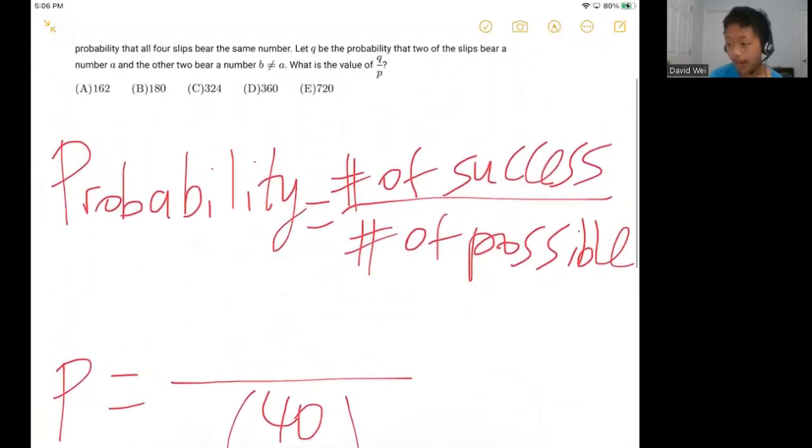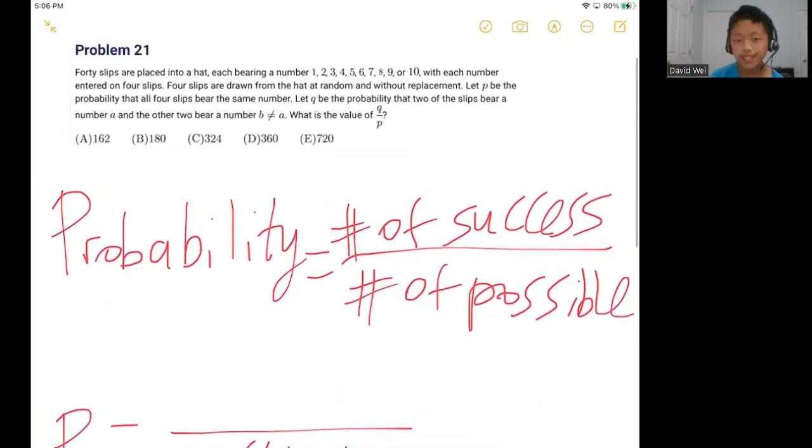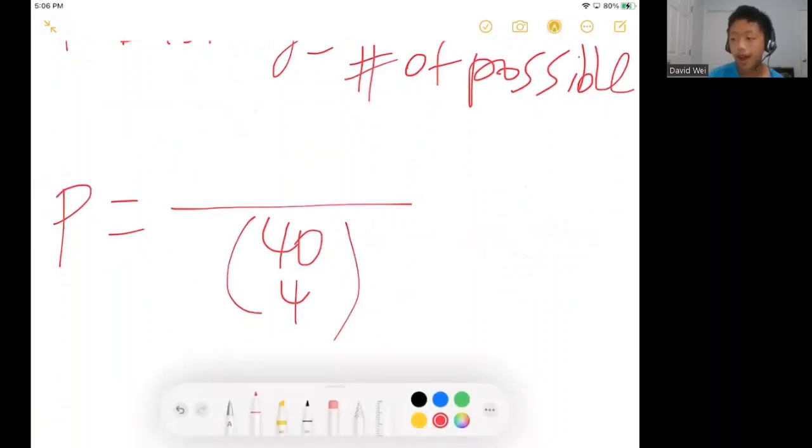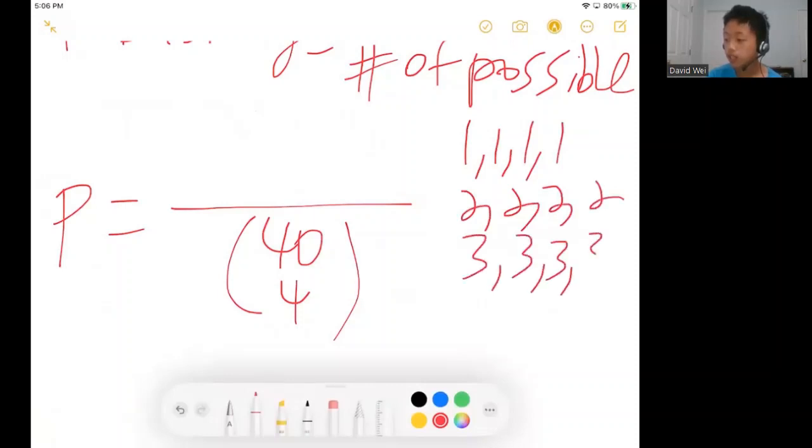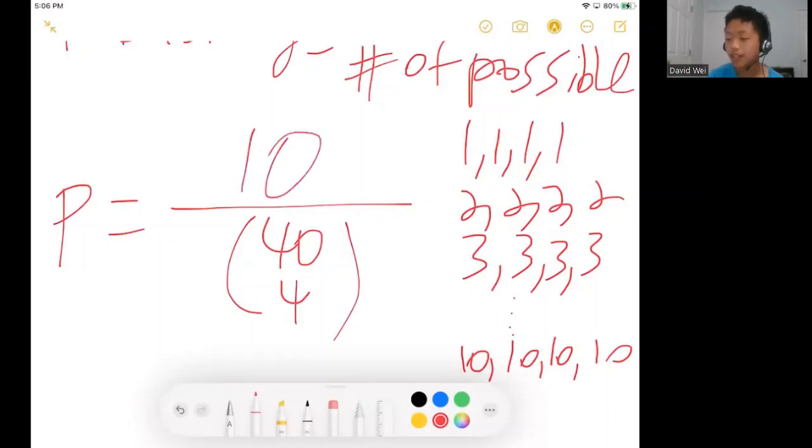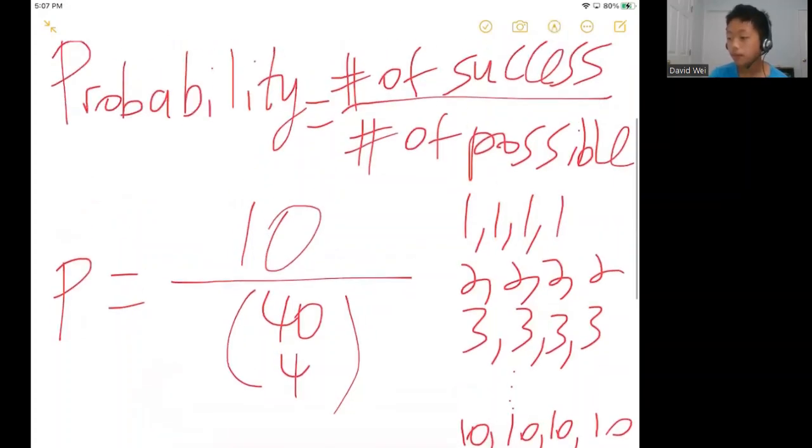And the number of successes is also actually not that hard, because we have the numbers in the hat. We have the numbers 1 1 1 1, 2 2 2 2, 3 3 3 3, and so on, all the way until 10 10 10 10. We want all 4 numbers that we draw to be the same number. And notice that there's exactly 10 ways to do that, 10 successes. The only way to succeed is if you choose all 1s or all 2s or all 3s or all the way up to all 10s. So that's the number of successes. P is just 10 divided by 40 choose 4. That was not that bad, right? So that's the probability for P.